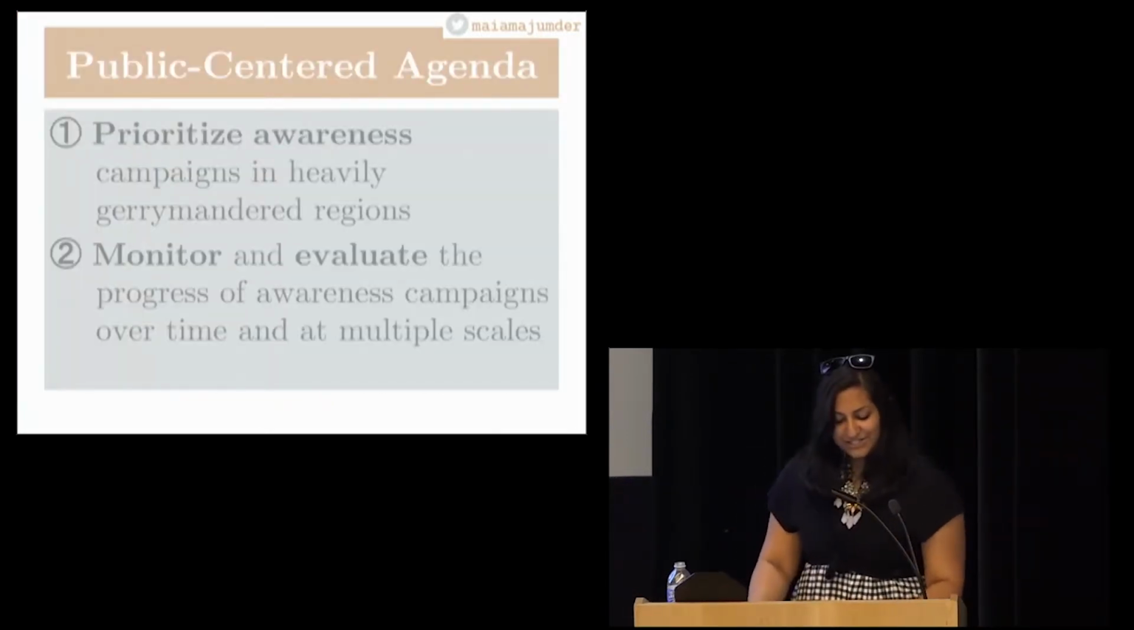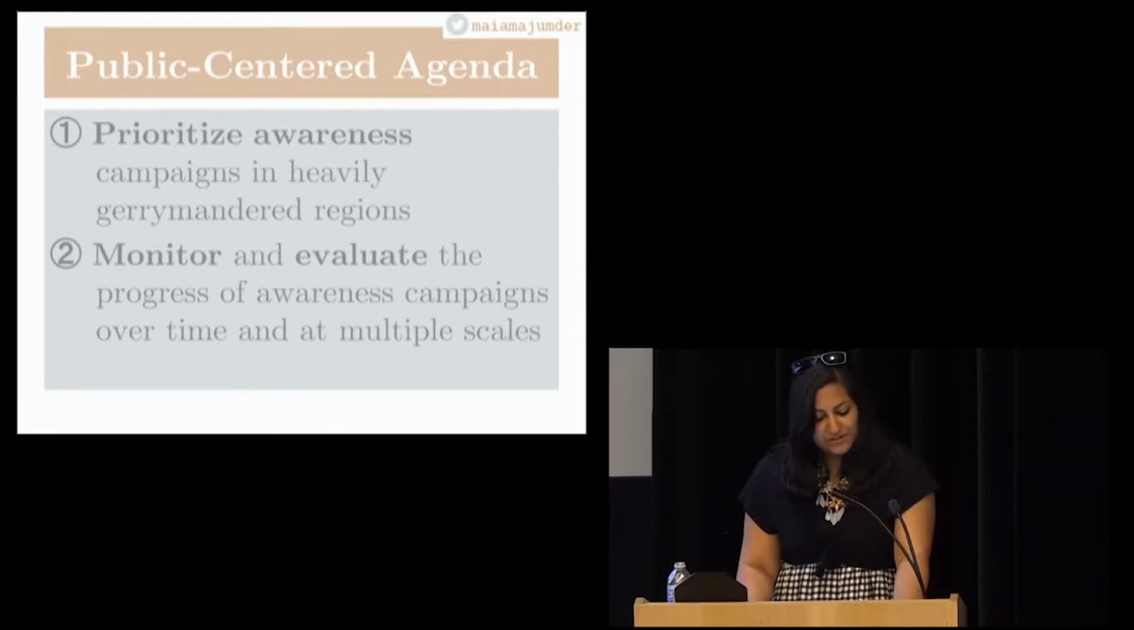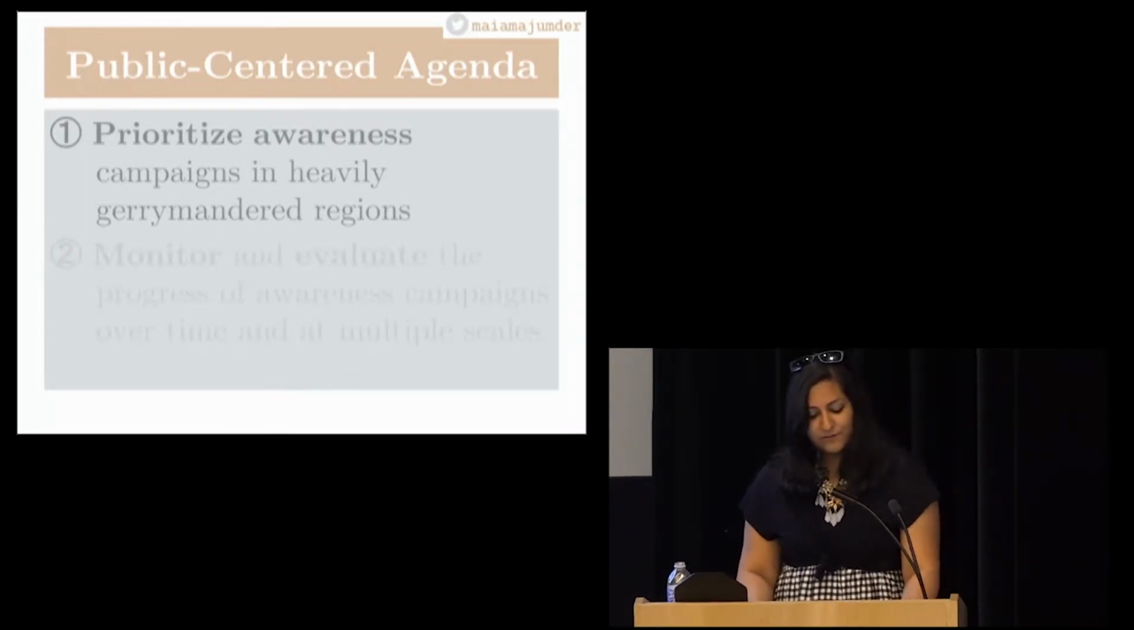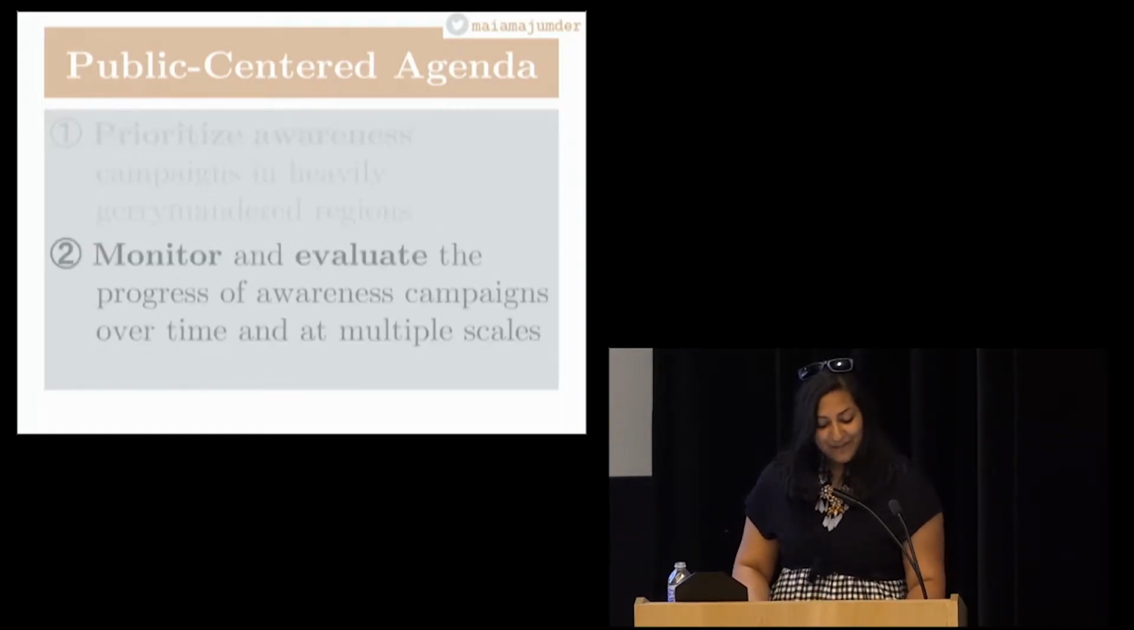Thankfully, the public-centered agenda to address this problem is pretty clear. First, we need to prioritize awareness campaigns in heavily gerrymandered regions. And second, we need to monitor and evaluate the progress of these campaigns over time and at multiple scales to assess which ones worked and which ones didn't. The first half of the agenda is largely contingent on where we choose to spend our money, which is a bigger question that is better saved for another time.